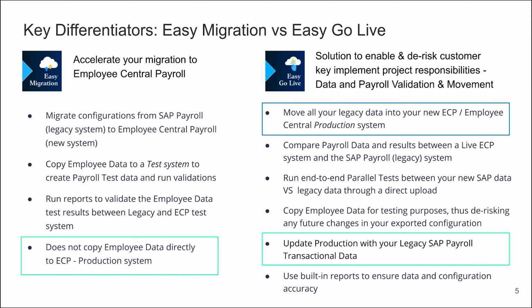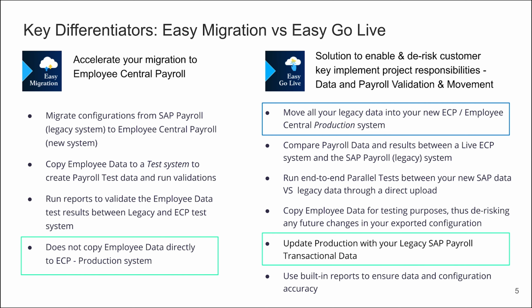Let's take a look. Here on the left side, where Easy Migration features are summarized, you already know that it will copy your configuration as well as employee data. Only Easy Migration includes that functionality to copy configuration, which is why it is designed to be employed early on in the implementation. Now take a look at the information in the red boxes. Easy Migration is meant to clone employees into test or sandbox systems for the purposes of testing and performing validations. However, it will not allow the cloning of employees into a production system.